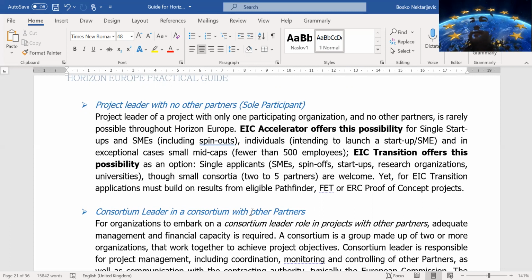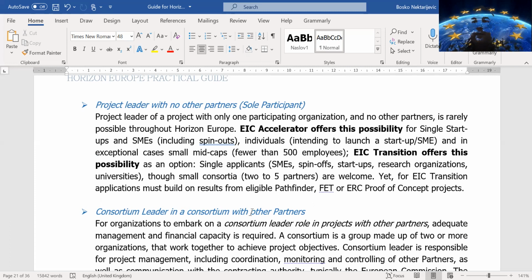The European Innovation Council Transition Scheme offers this possibility as well for single applicants and also spin-offs, part of a research organization or university, though a small consortium of 2 to 5 partners is also an option. The proposals are welcome. So it's highly probable that applicants won't be applying individually on average.